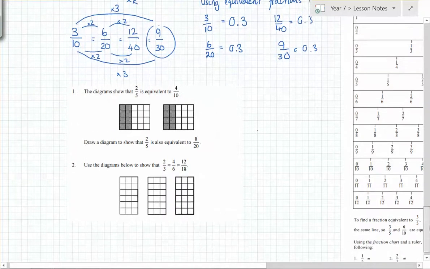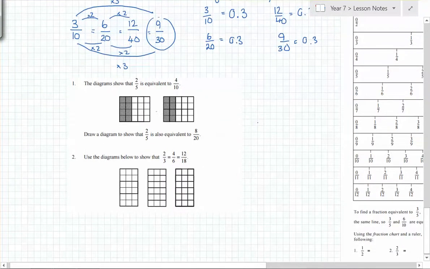Let's quickly go back to our diagrams. These are the questions that I want you to do in your book, but it's quite easy. Let's go through them together now. So the diagrams show 2/5 is equivalent to 4/10. How do they show that? Could you explain that? 2/5 is equivalent to 4/10 because we know we times 2 and times 2. So how is it shown in the diagram though?